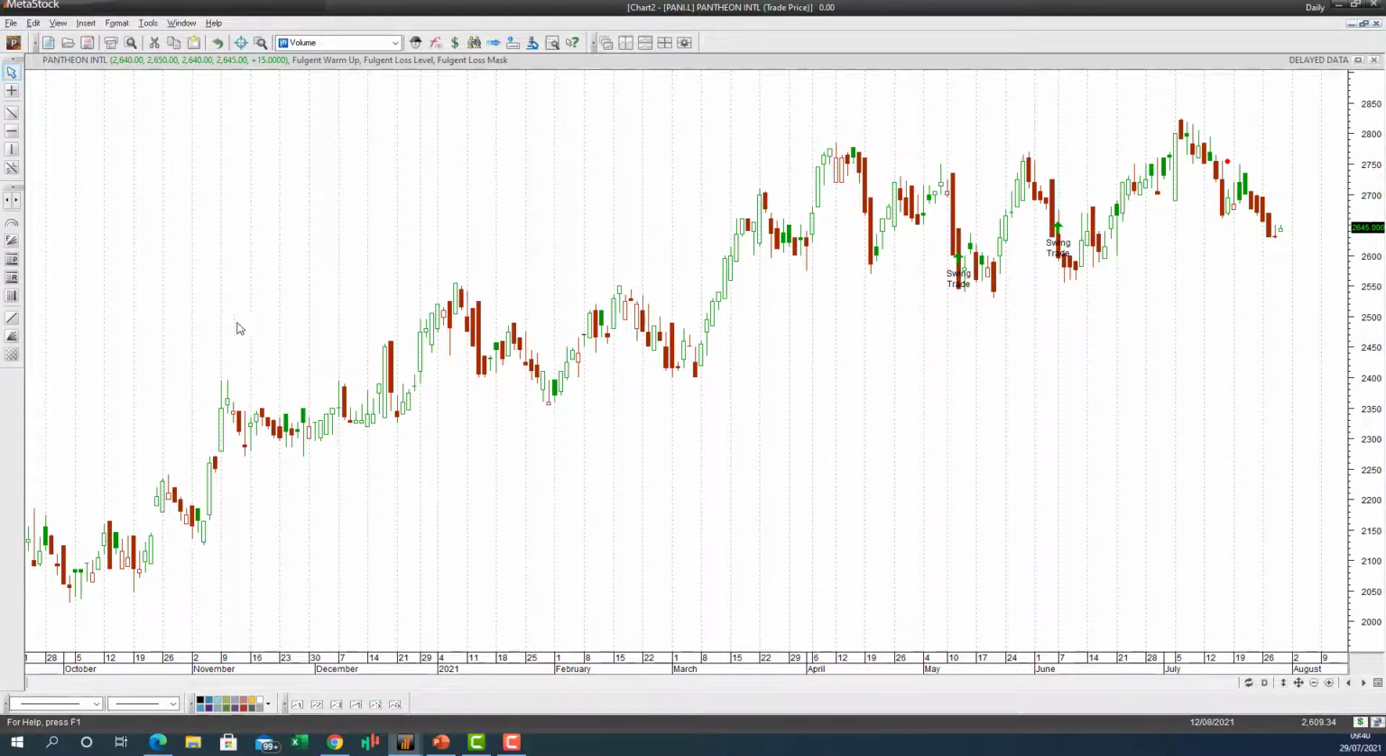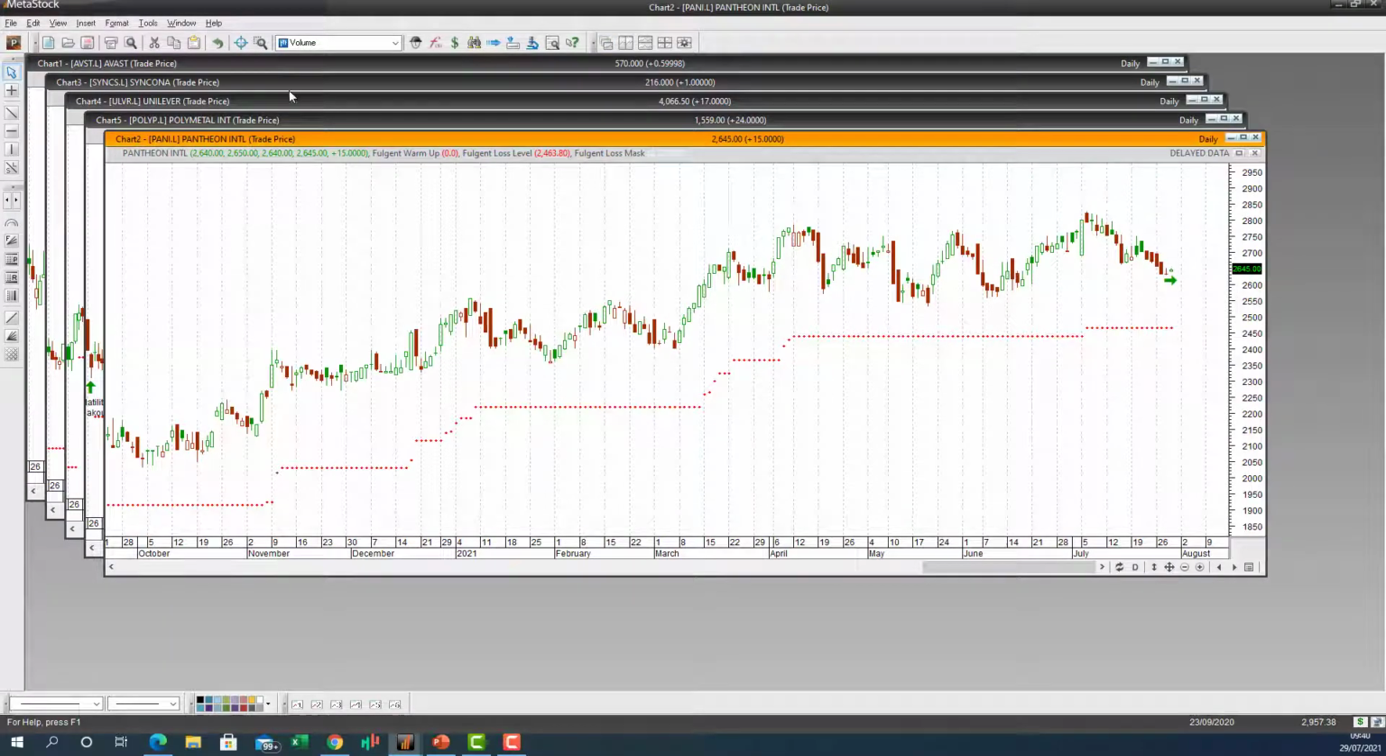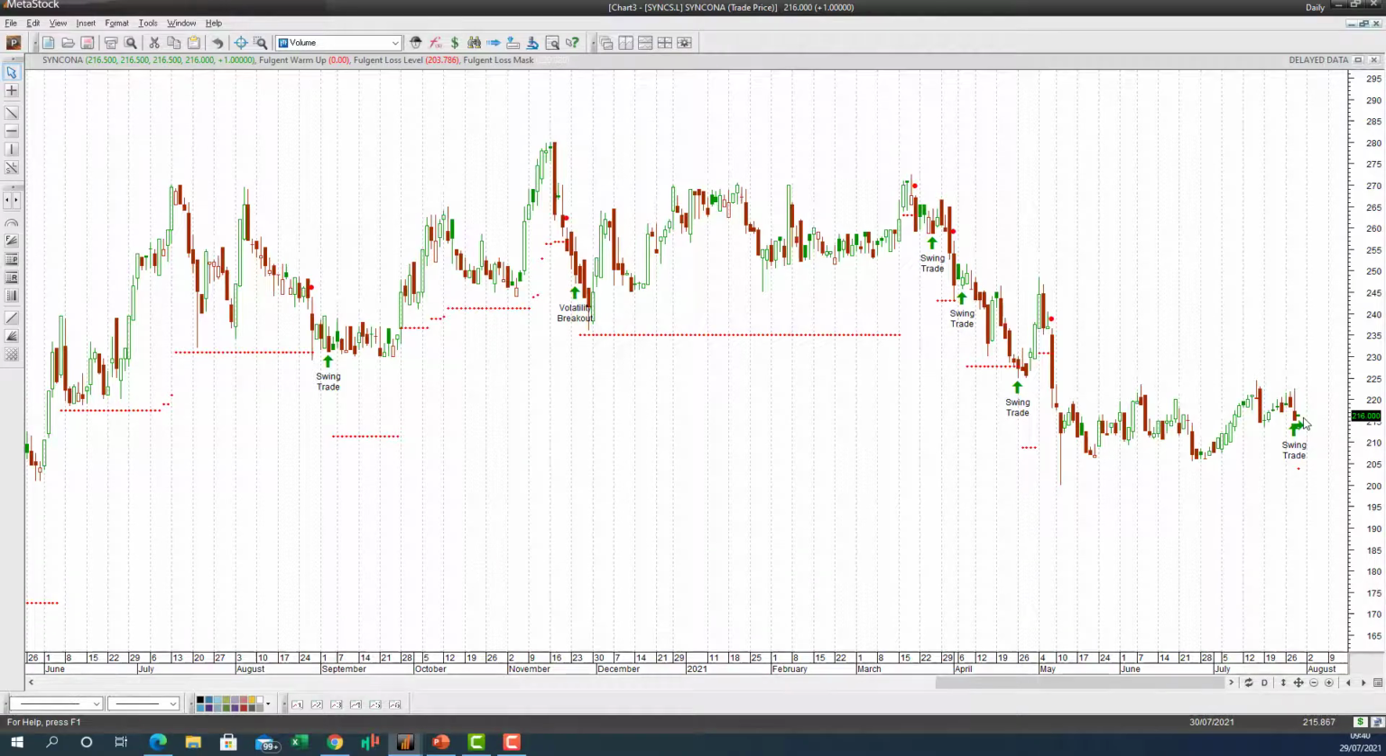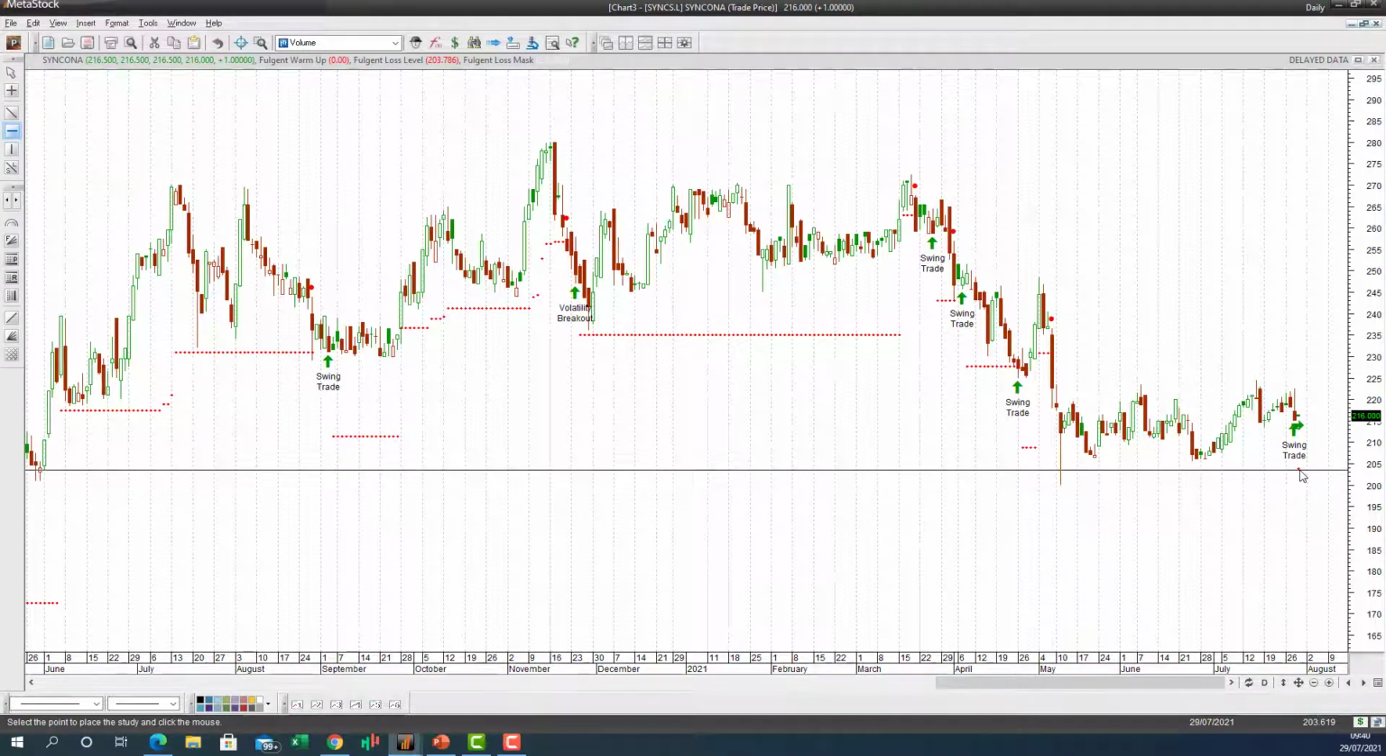Right, next up, if we look at the list, SYNCS, Syncona. There we go. In a swing trade position here, the AI has generated the trading stop loss, and one is around about that level there.